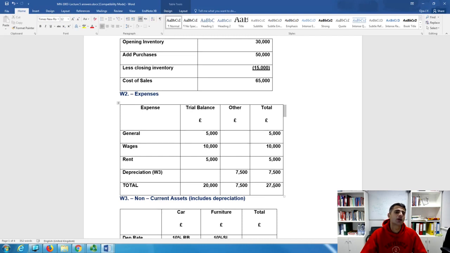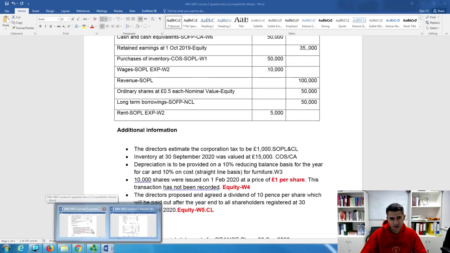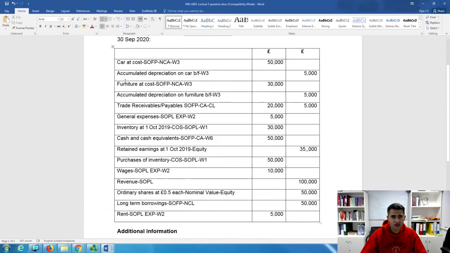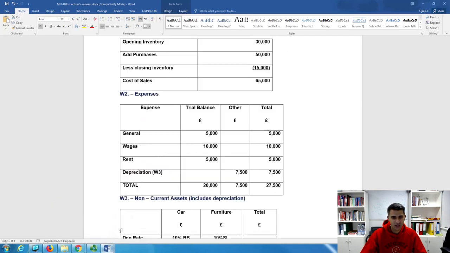Now, when it comes to expenses, when we analyze the question, if you remember, we identified 3 types of expenses: this one, this one, and also this one. For these, you copy and paste the numbers and put them in the trial balance column here. General expenses, wages, salaries, you put them here, and the total here. Easy.